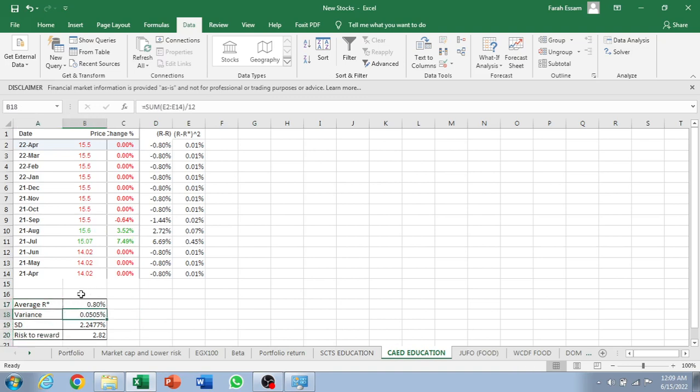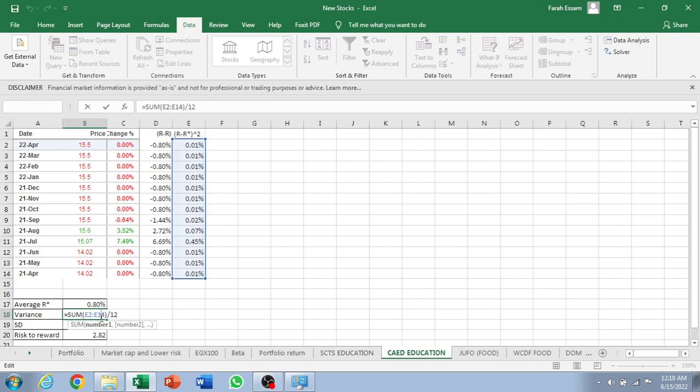So I wanted to calculate the average return, variance, standard deviation, and risk to reward ratio. As for average, I just used the average function from Excel. And as for the variance, I had two ways. The first one is the traditional one that we all took in class, which is getting the excess return and then putting it to the power of 2. After that, I just got their sum and divided it by n minus 1. In this case, n was equal to 13, so 13 minus 1 equals 12.